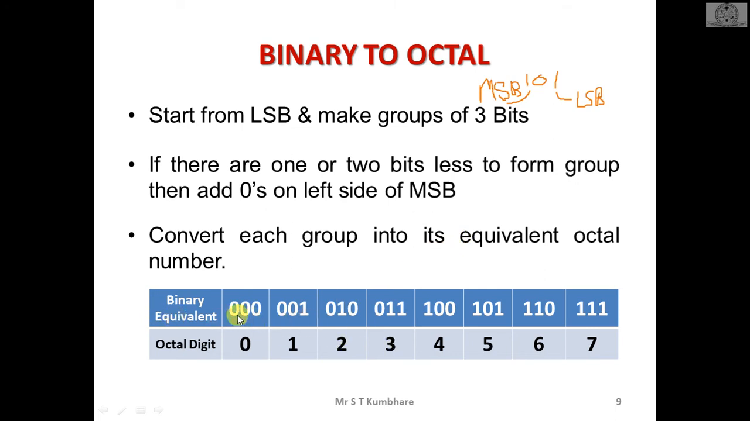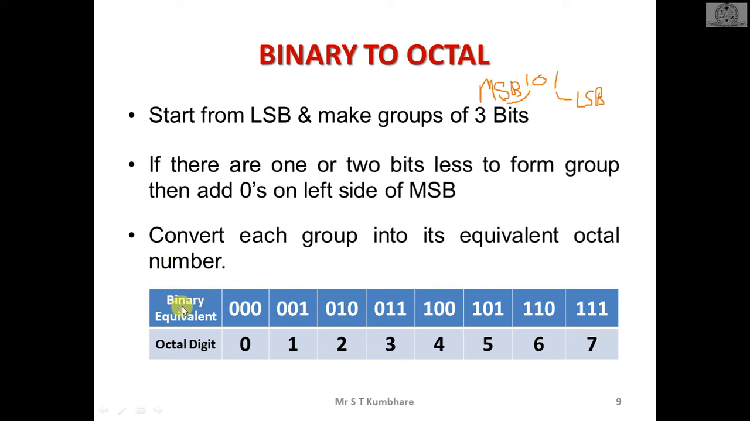This is the binary equivalence. Again, you can observe 3 bit combinations are shown, and its octal digit equivalent is also mentioned. So 000 is 0, 001 is 1, 010 is 2, 011 is 3, 100 is 4, 101 is 5, 110 is 6, 111 is 7. Now, do we need to remember? I don't think you have to remember it. How to write it down then? It's very easy.